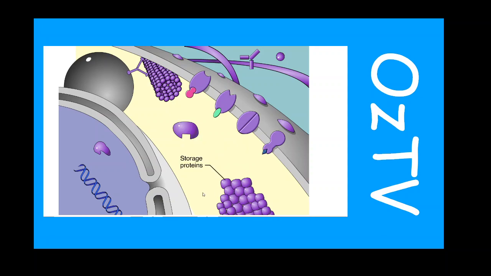Storage proteins stockpile building components that cells can use to make other proteins. Storage proteins in seeds provide raw materials used by the developing plant, unless an animal eats them first.